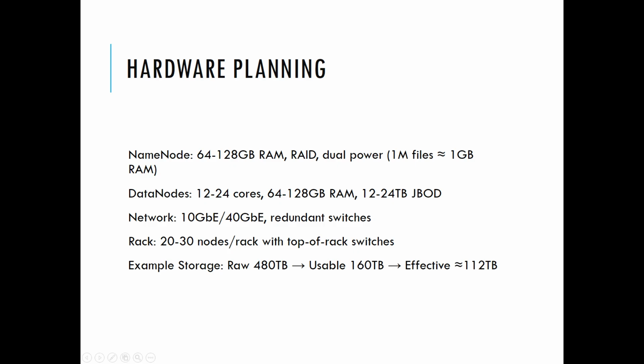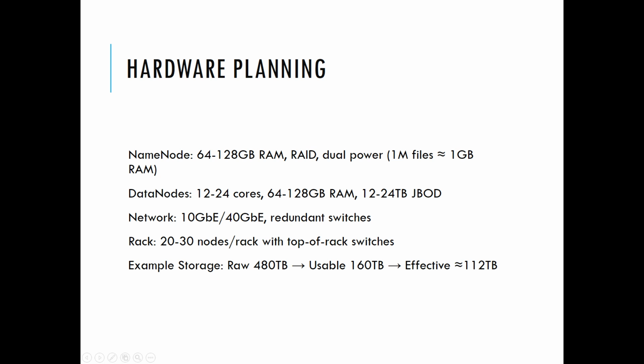Hardware planning is about right-sizing each component. The name node, which manages the file system metadata, requires significant RAM. A good rule of thumb is 1 GB of RAM for every 1 million files stored. We recommend 64 to 128 GB of RAM configured with RAID for redundancy and dual power supplies.